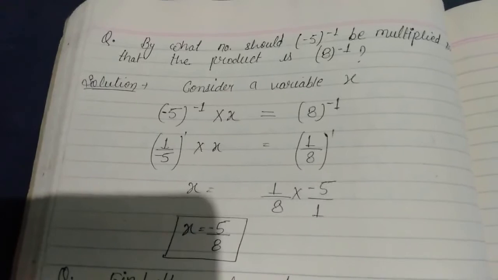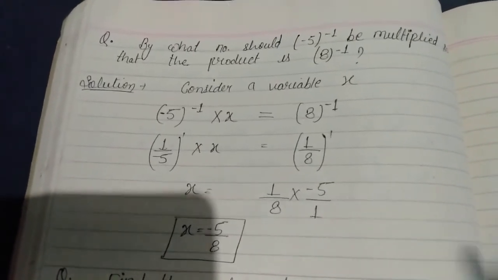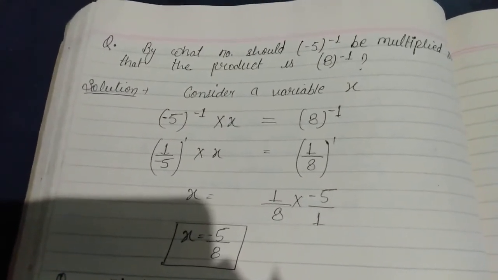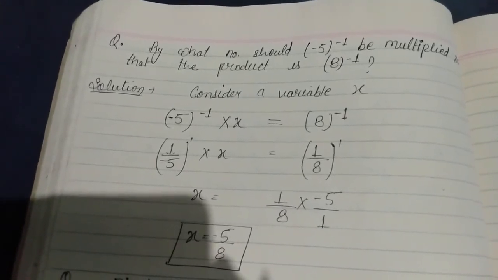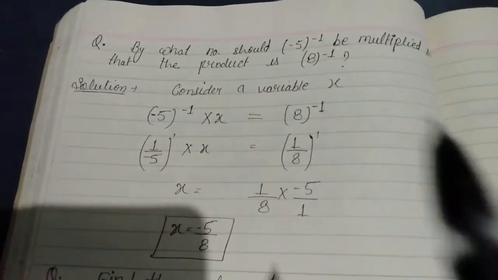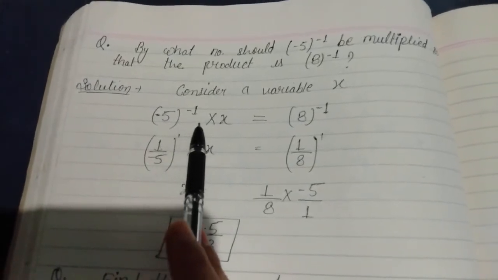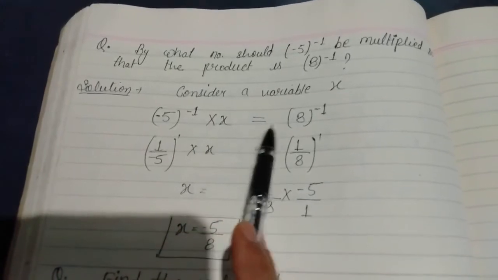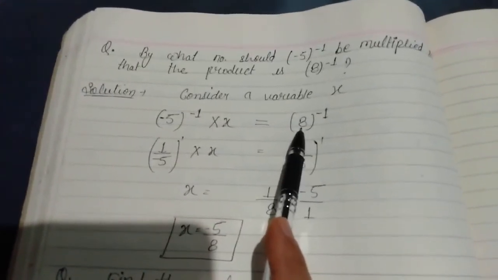Next question is, by what number should (minus 5) to the power minus 1 be multiplied so that the product is 8 to the power minus 1? That means (minus 5) to the power minus 1, by what number should it be multiplied? So I am considering a variable x. That means (minus 5) to the power minus 1 should be multiplied with x so that we can get the product 8 to the power minus 1.